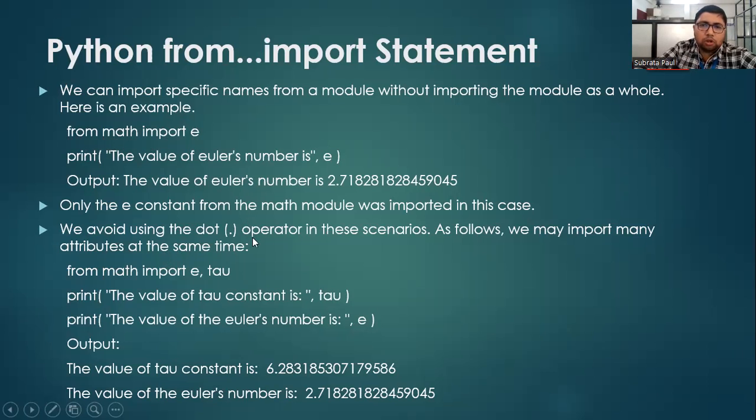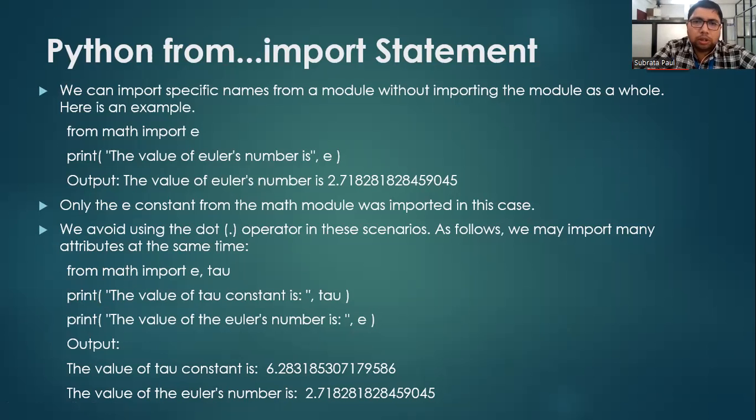Therefore, this is useful to avoid the dot operator in these scenarios. We can also take an example: from math import e, tau. Here from the math module we have imported two different names, and we have separated them with a comma. When we try to use them within the program, we do not have to name the module again. We can directly name them and get the output accordingly.